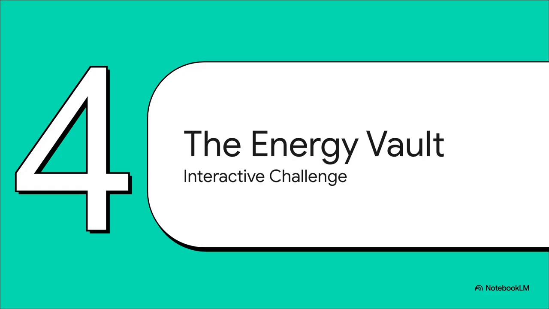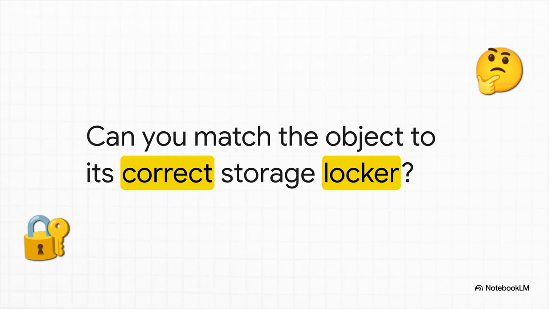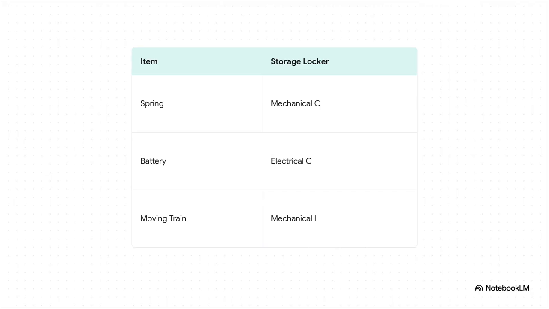Now that we know our two primary variables, let's move to section 4, the Energy Vault Challenge. Let's see how this builds our intuitive understanding. Welcome to the Energy Vault. I'm going to present you with those exact same 3 objects from the beginning of our explainer: a spring, a battery, and a moving train. Your challenge right now is to test your intuition. Ask yourself, which universal storage locker, capacitance or inertia, is each object utilizing to hold its energy? Try to figure out if they're storing potential energy through displacement or kinetic energy through momentum. All right, let's see how you did.